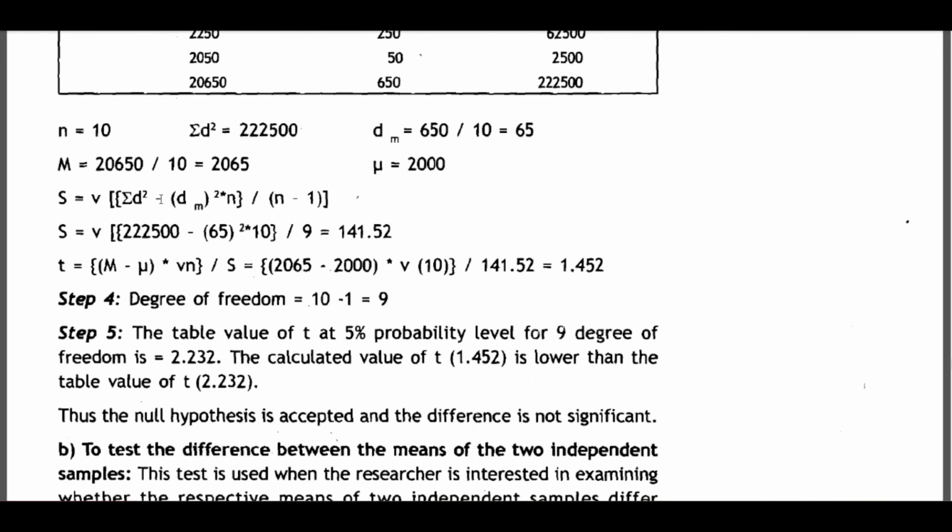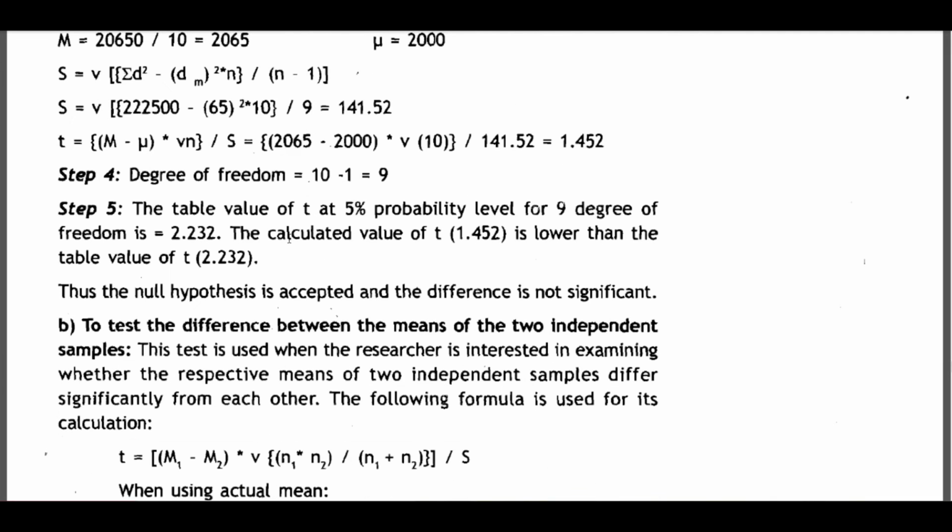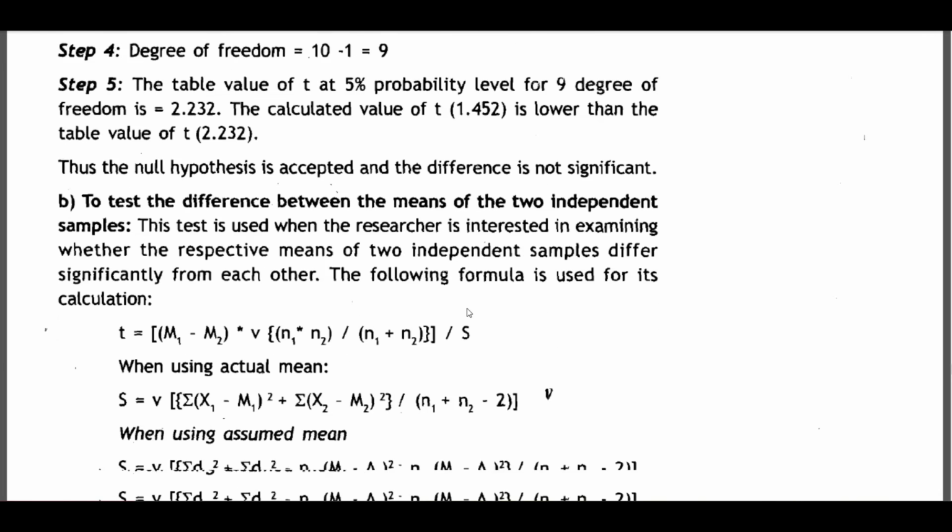At the end, using the above formula, we get t equal to 1.452. The degree of freedom is 10 minus 1, which is 9, and the table value of t at the 5% probability level with 9 degrees of freedom is 2.262. The calculated value of t, 1.452, is lower than the table value of t, 2.262. Thus the null hypothesis is accepted and the difference is not significant.